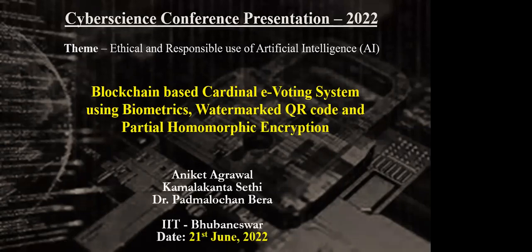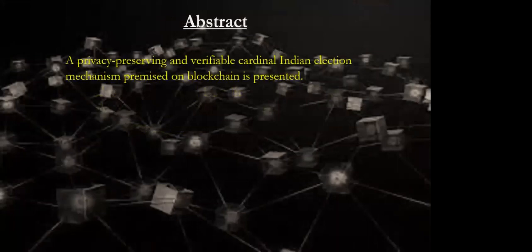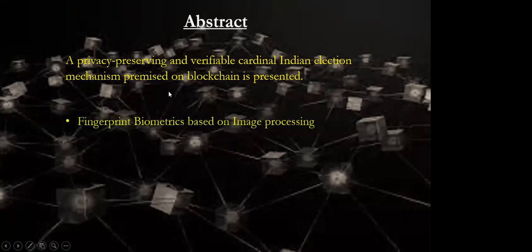Padmalochan Bera. So talking about the basic overview, we have basically proposed a privacy preserving and verifiable election mechanism. This is specifically made for Indian context, where we have got basic electoral unit as a constituency. And this is basically following a cardinal voting paradigm. That means voters will actually cast scores instead of choices. And this is premised on a blockchain technology and smart contract.